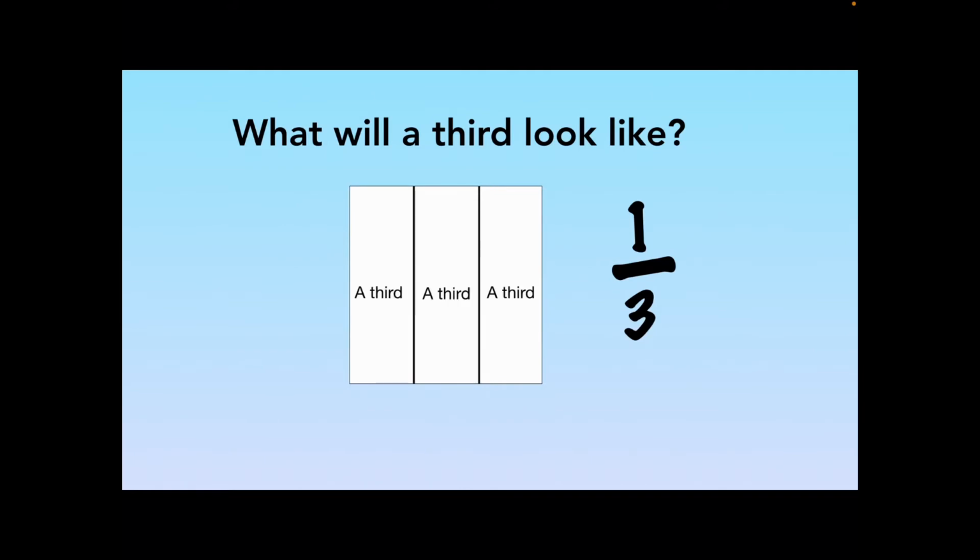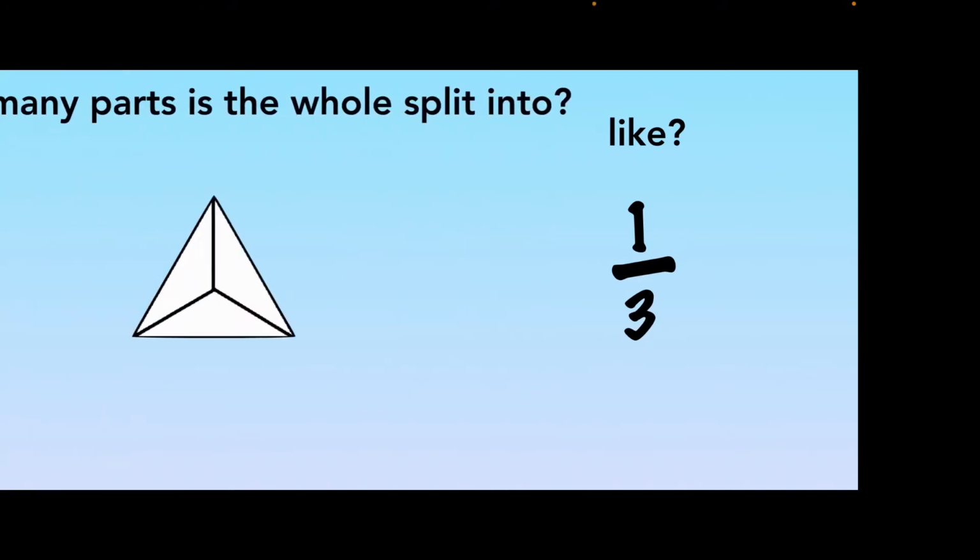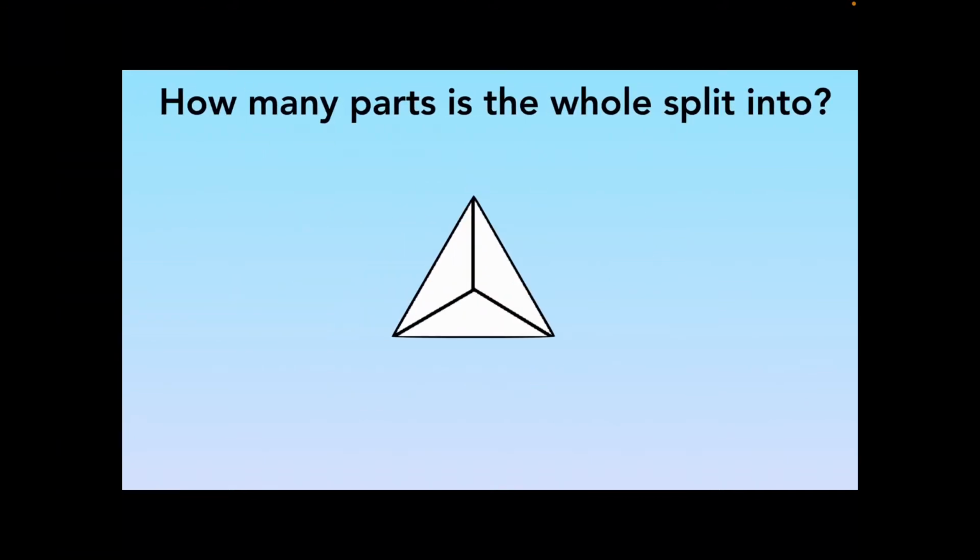And each one of these equal parts we call a third. But we need to also consider the numerator, which is 1. So how many parts of this shape will we shade? That's right, we're going to shade one part. Another example here is the triangle. How many parts did we split the triangle into? Well, 3 equal parts, so each one of them is called a third.